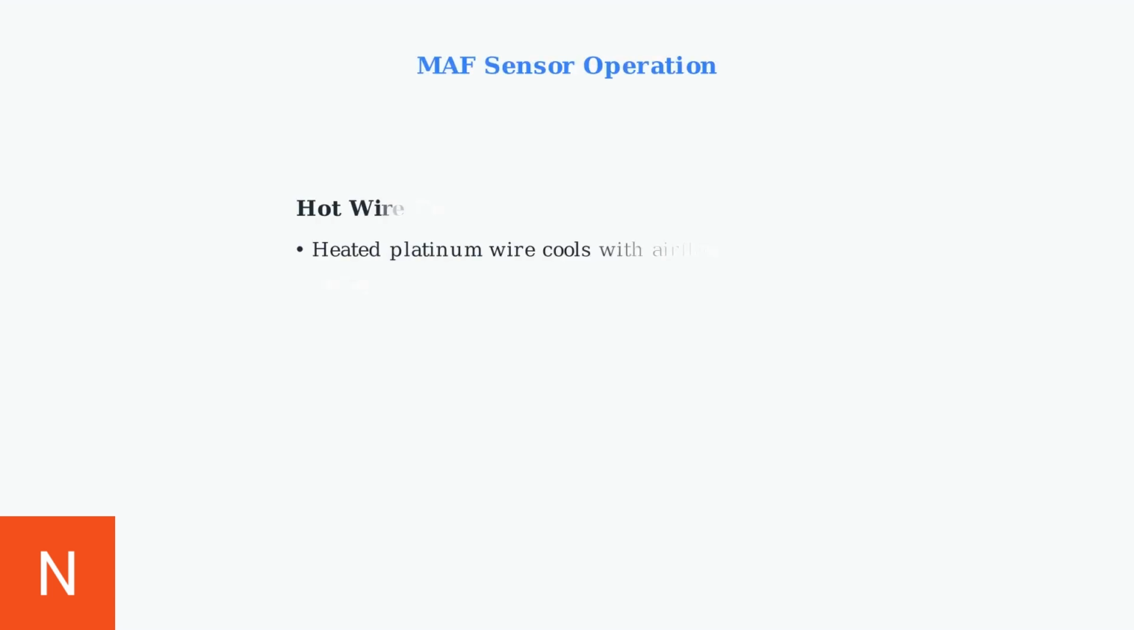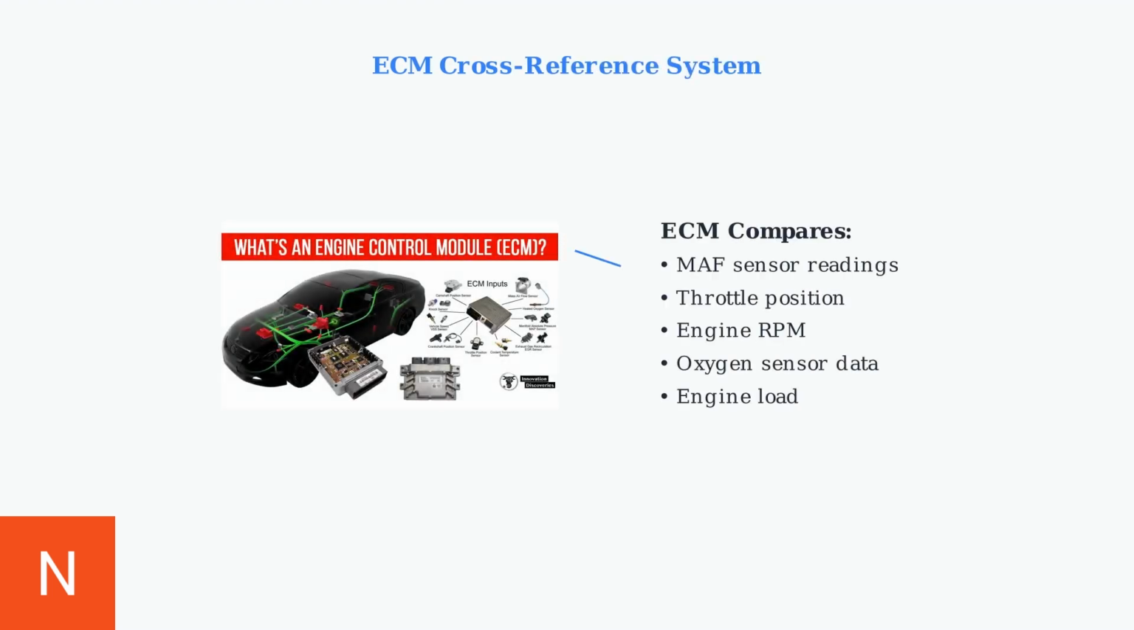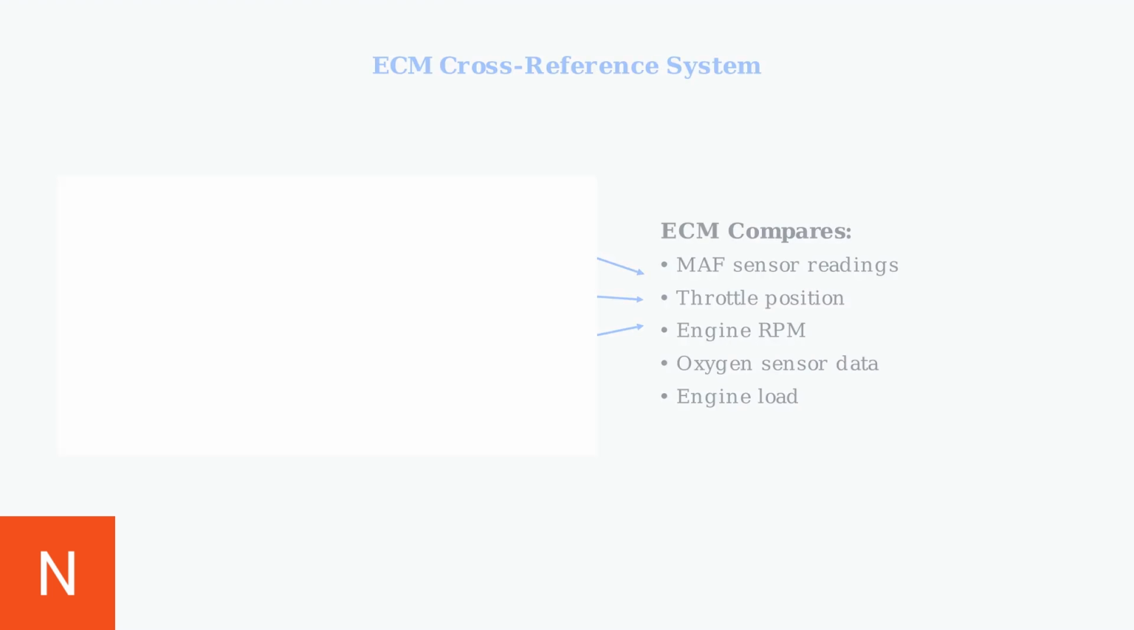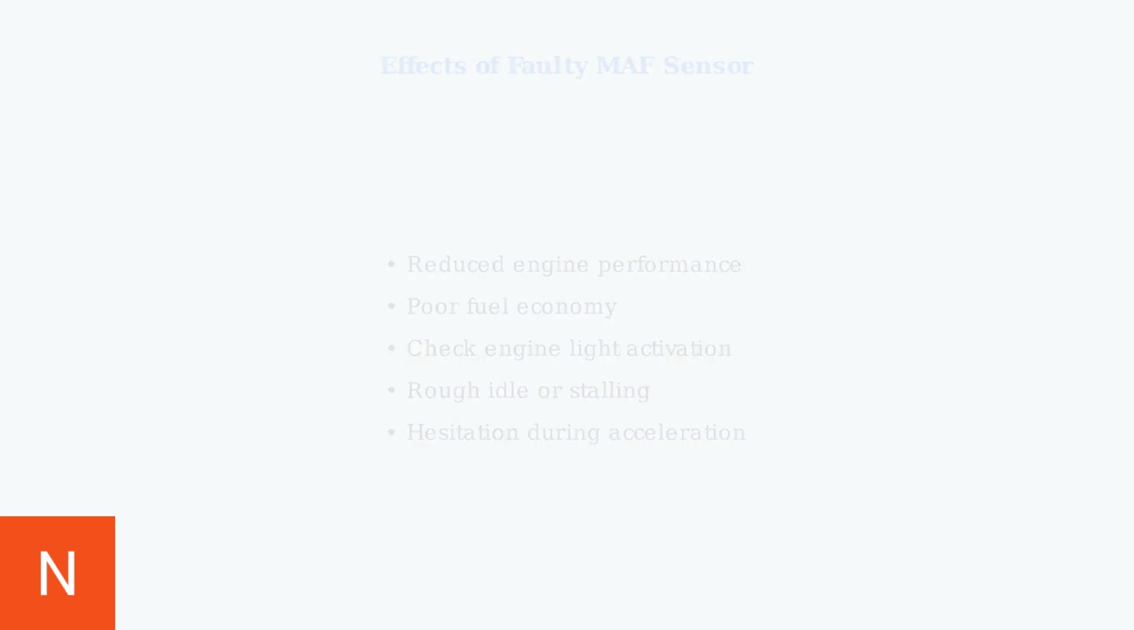Most modern MAF sensors use heated platinum wires that cool as air flows over them. The engine control module expects specific voltage ranges, typically 0.2 to 5.0 volts, corresponding to different airflow rates. The engine control module compares MAF readings with throttle position, engine RPM, and oxygen sensor data to ensure all systems are working correctly together. When a faulty MAF sensor provides incorrect readings, it can lead to reduced engine performance, poor fuel economy, and trigger the check engine light.